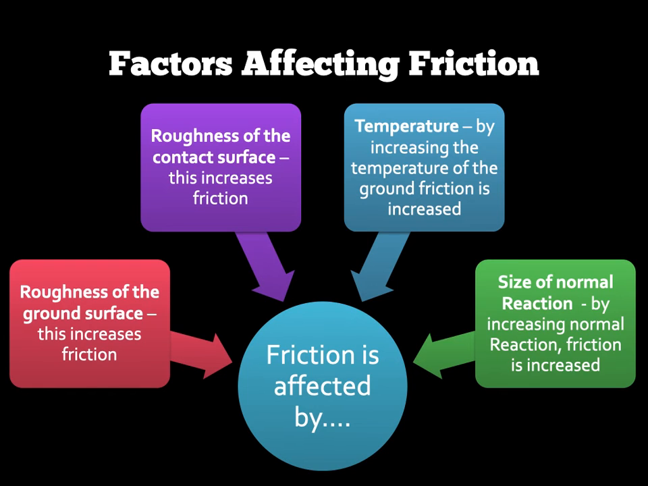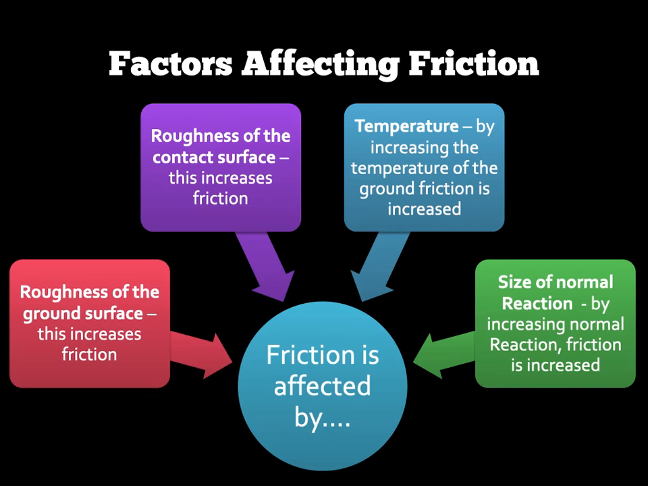And the final factor in the green box is what we call the size of normal reaction. A heavier object will put a greater amount of reaction, remember that line going down from the stickman, into the ground. By doing that, it's going to create more friction. So if you think about a heavy object placed hard into the ground and then you roll it, it creates more friction. So we call that the size of normal reaction.